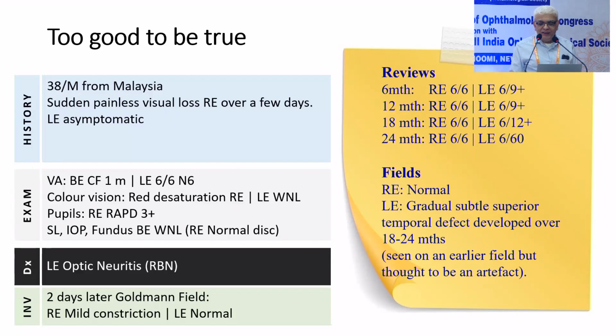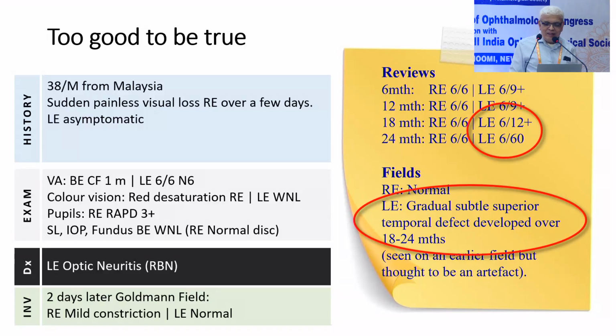If you look at the reviews, and those days fields used to be done by Goldmann perimetry. So the optometrists used to draw the outlines, generally round, nothing to stir you, except that by the time 18 and 24 months had come, that 6/60, which you could explain as 6/9 plus, okay, 6/12 plus, maybe it was 6/9 before, nothing much happening, but then 6/60 you can't explain it.